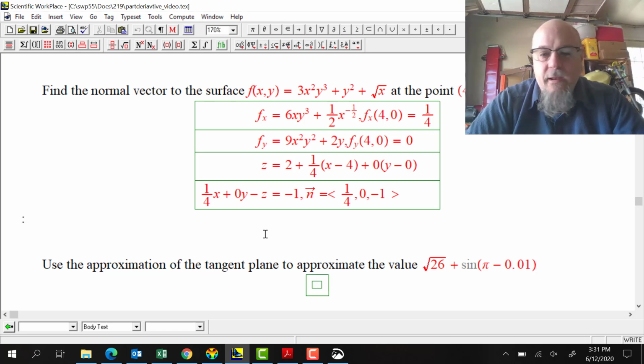We're trying to approximate. So find the approximate value. I want to use the tangent plane. Find the approximate value: root 26 plus sine pi minus 0.01. Now, if it was root 25 sine of pi, I would know that exactly because root 25, that's 5, sine of pi, that's 0. We would get this no problem. But this should be a little bit bigger than 5, and this should be a little bit bigger than 0.